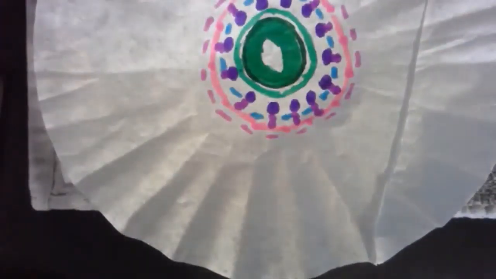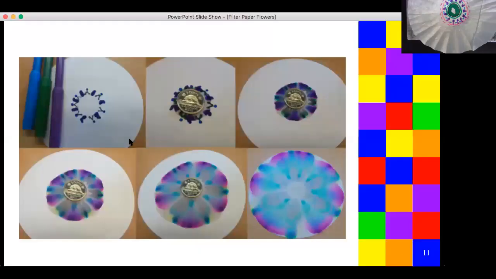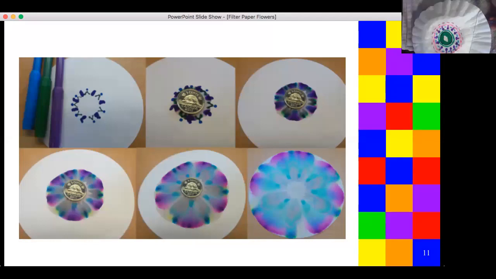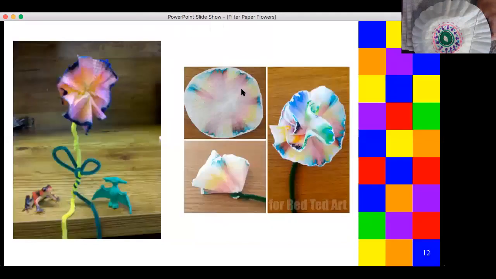What some people do, and that picture, okay, if you looked at the picture that was on this one right here, they actually kind of put a coin there, and then they put it on top of a cup, and then they let the water spread out. That's fine if you'd like to do it that way. I have no problem with that. Okay, that's kind of one way to do it.